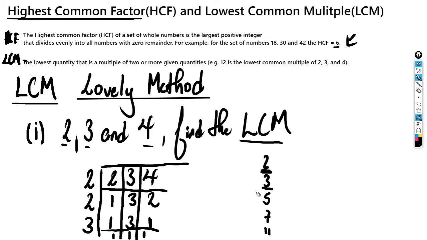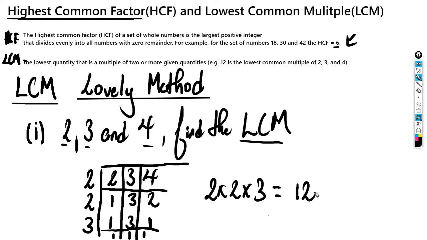And in order to find the LCM for these numbers, all we have to do is multiply those three numbers. So all we have to do is multiply 2 by 2 by 3, and then we would end up with 4 times 3, which is 12. So 12 is the LCM of 2, 3, and 4. Really nice, really amazing.